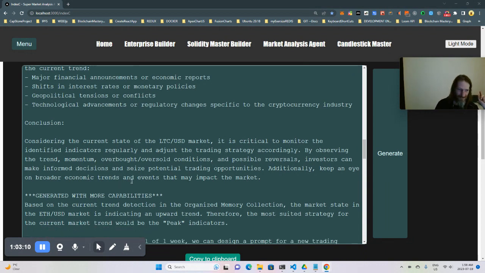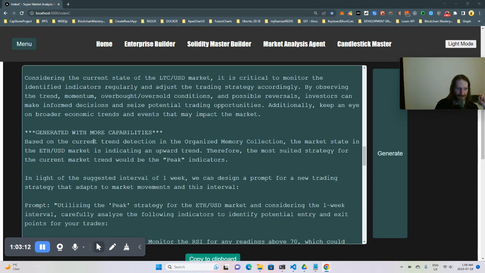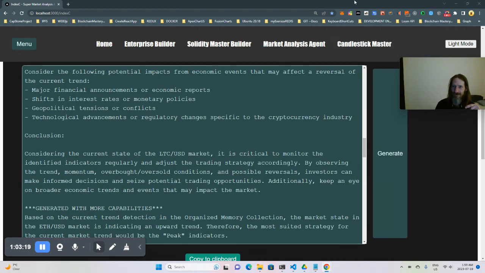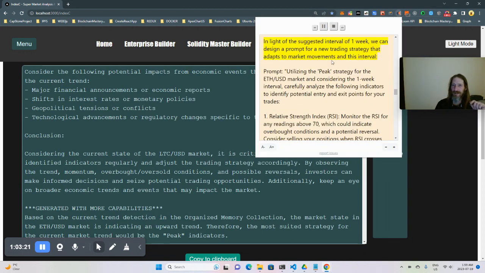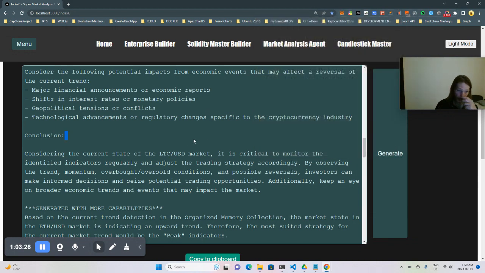Based on the current trend detection in the organized memory collection, the market state in the ETH/USD market is indicating an upward trend. It'll give me another prompt, but market trend would be the peak indicators. In light of the suggested, it didn't give me. Design a prompt for a new trading. It happens once in a while.